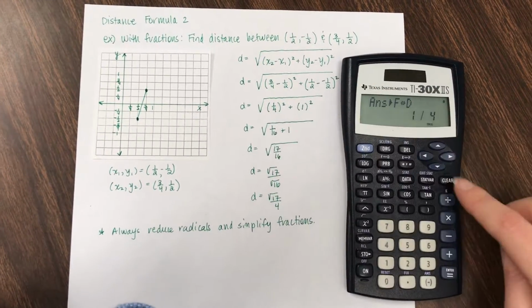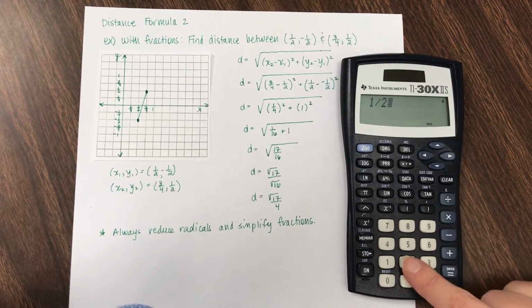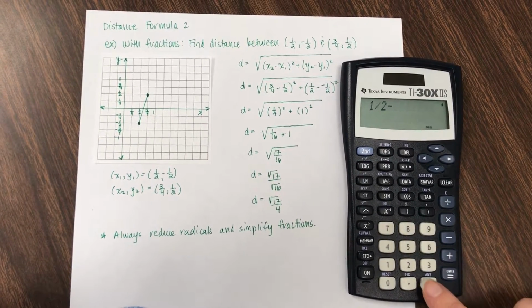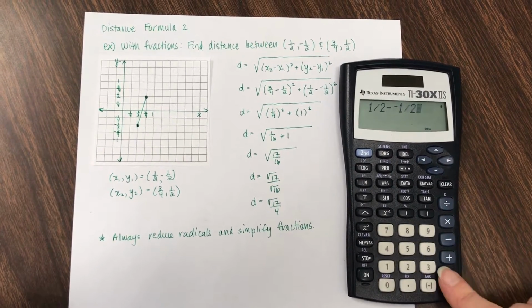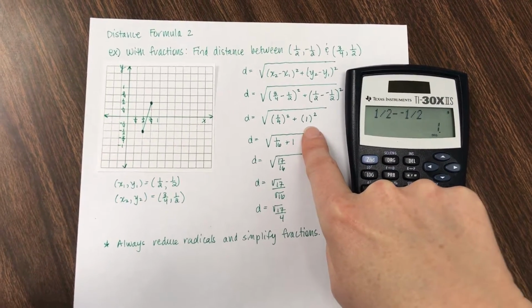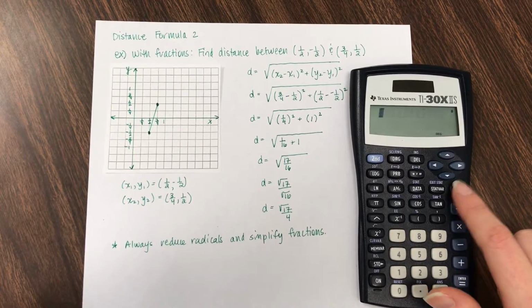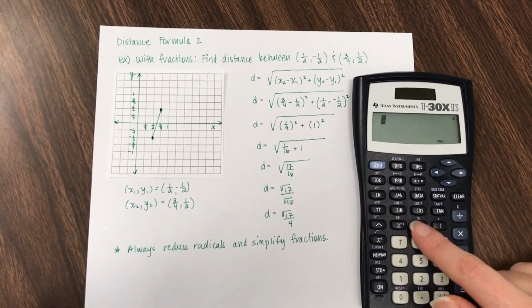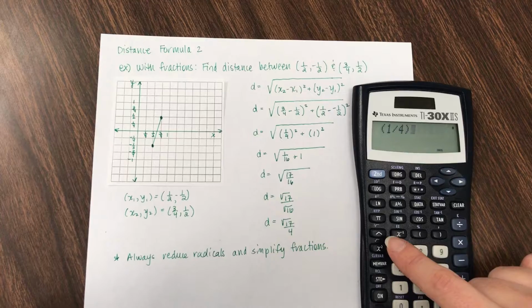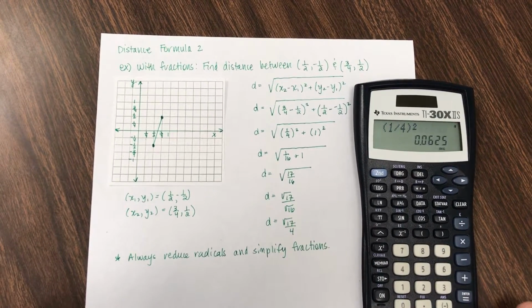Next I'm going to do this piece. So I'm going to clear that out. 1/2 minus a -1/2. That gives me this 1, which I think you can also do in your head, right? You know that's adding. So next up, I'm going to take this 1/4 and square it in the calculator or in my head, because squaring 1/4 isn't too hard.